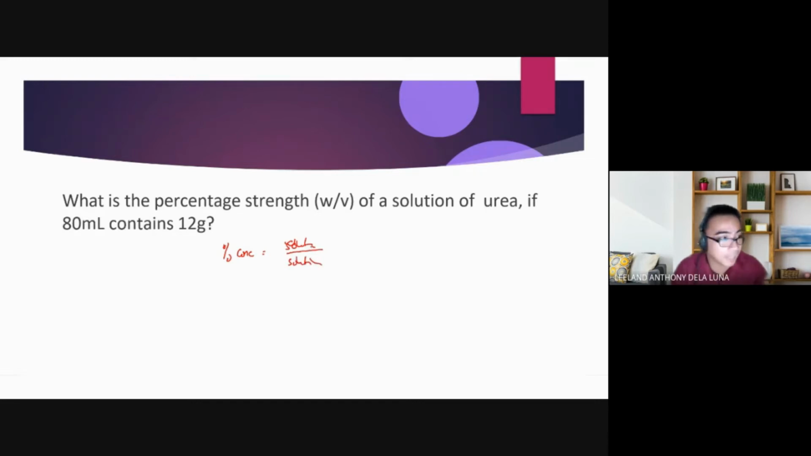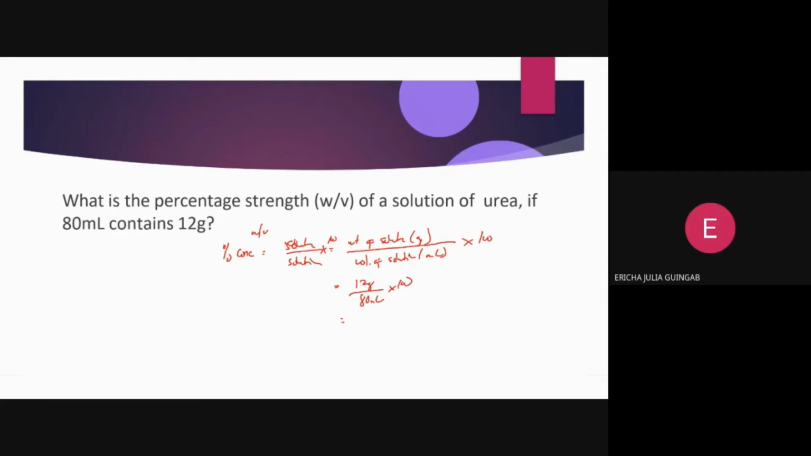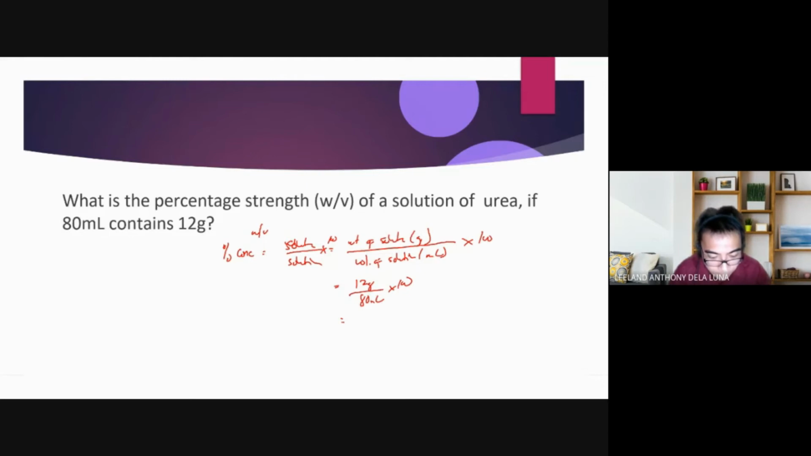So, again, depende na kung anong hinahanap dito. So, since this one is weight per volume, so obviously, ang solute ko dito would be weight of solute in grams over volume of solution, which should be in ml, right? So this would be 12 grams divided by 80 ml, times 100, equals 15. Very good. Okay, times 100 would be 15%.